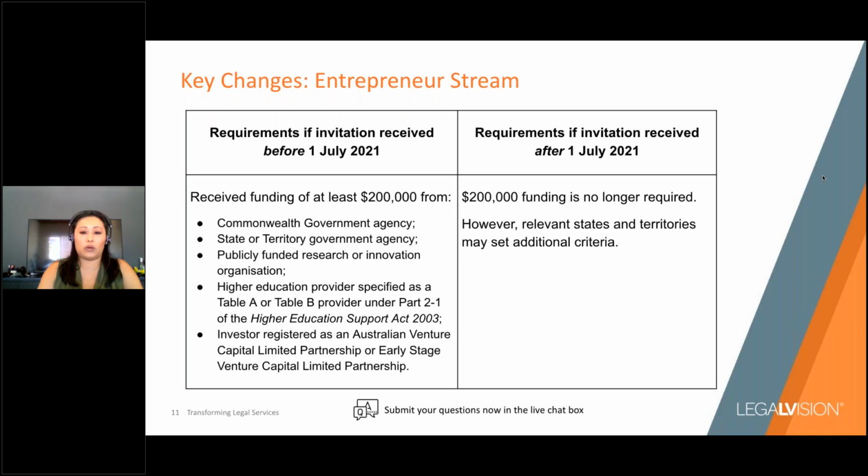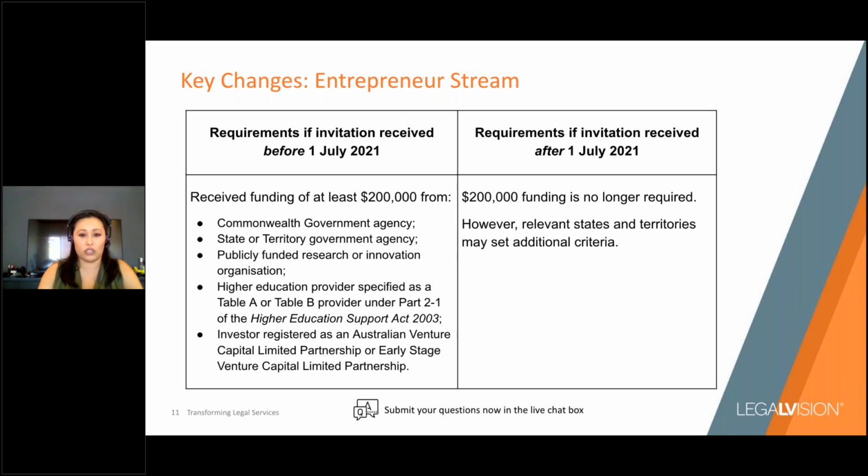Now, quite interestingly, the entrepreneurial stream has also gone through some significant changes. So pre-1 July 2021, it was mandatory for the applicant to demonstrate that they had received external funding of at least 200,000, this is again in Australian dollars, from one of the approved funding entities, and there's a list of them in the slide as well.